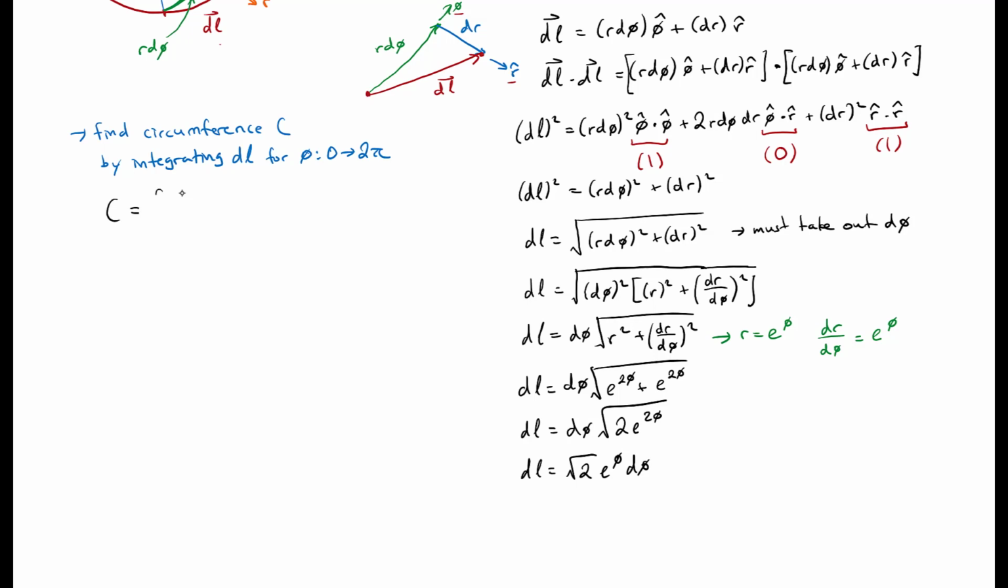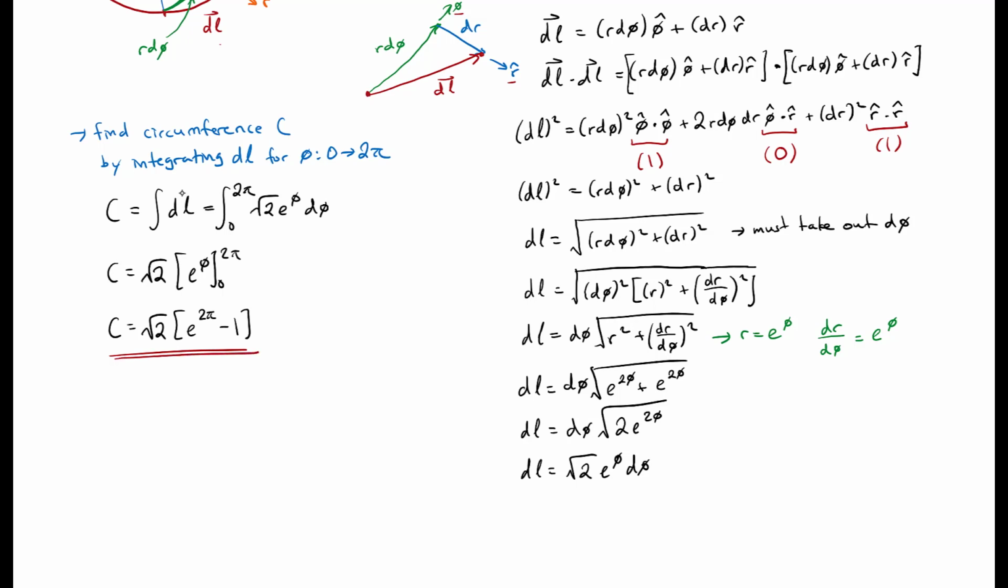So c is equal to the integral of dl, which is equal to the integral from 0 to 2 pi of the square root of 2 e to the phi d phi. C is equal to, take out the constant, we are left with e to the phi from 0 to 2 pi. C is equal to the square root of 2 times e to the 2 pi minus e to the 0, which is 1. And now we have our answer for the circumference of the Archimedes spiral for one rotation.